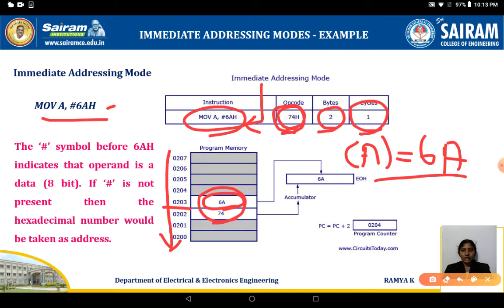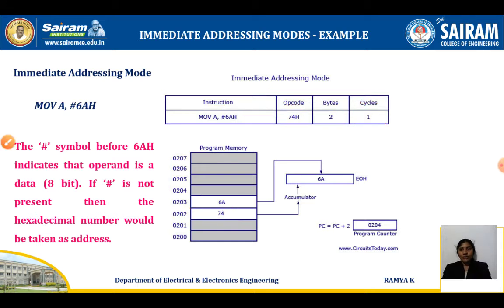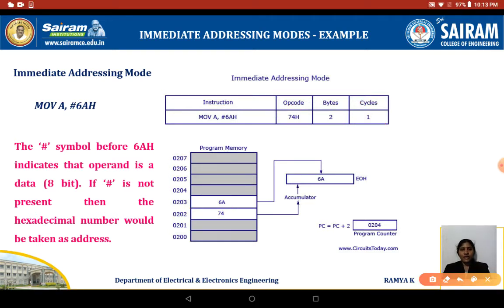Immediate addressing is nothing but the data is immediately available in the instruction, and before the data the hash symbol has to be given. It indicates the operand. If it is an 8-bit instruction, you have to specify 8-bit data. If it is a 16-bit instruction, I'll give one more example for 16-bit, that is MOV. MOV represents it is a data transfer instruction.